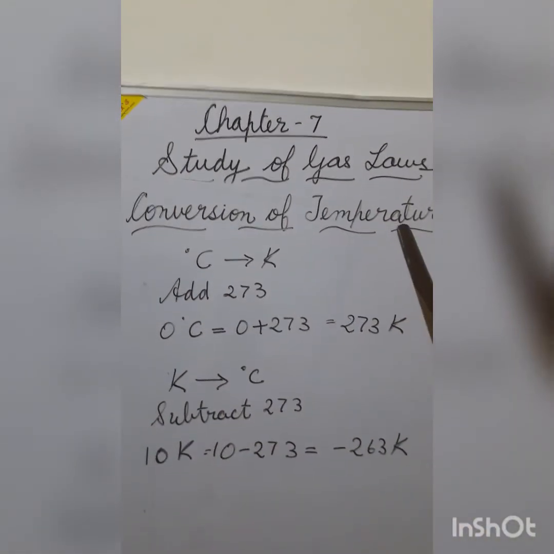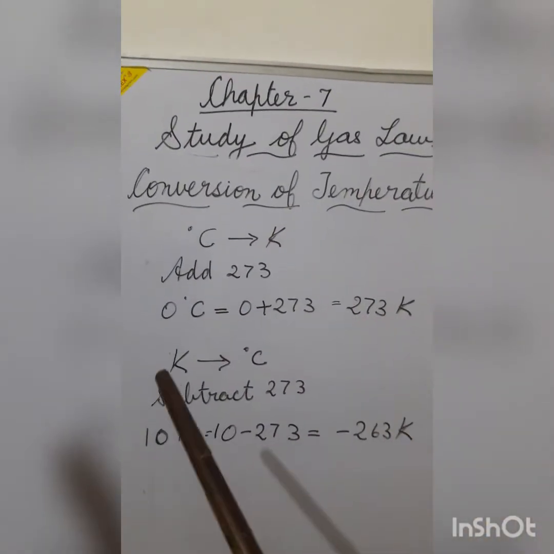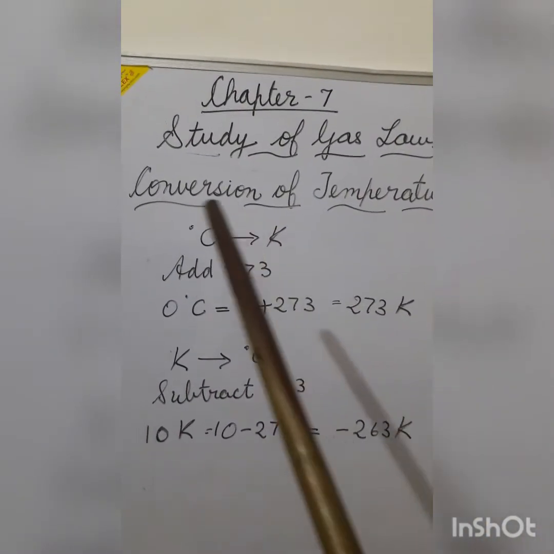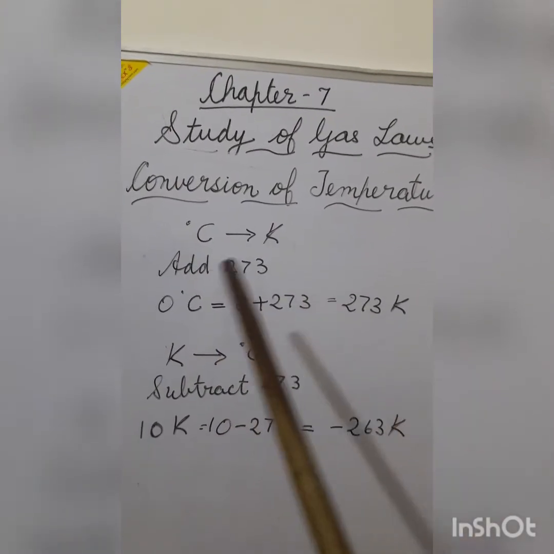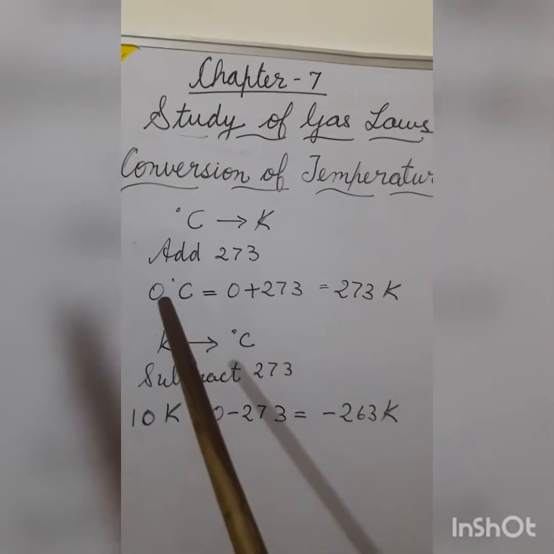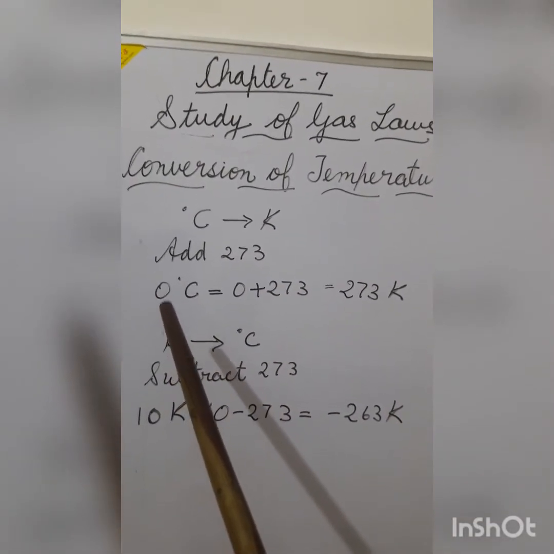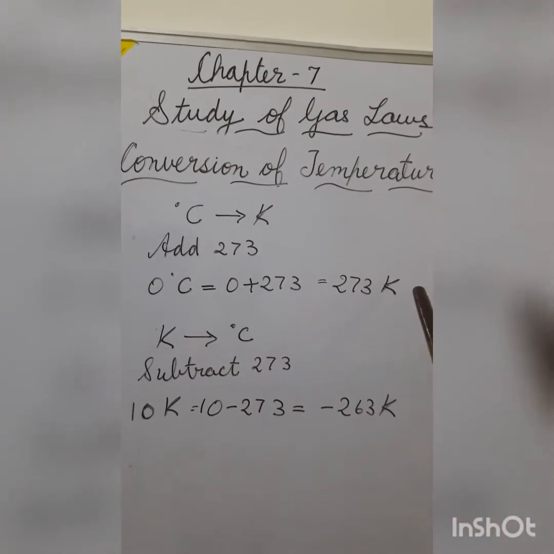Conversion of temperature from degree Celsius to Kelvin or from Kelvin to degree Celsius. If we have to convert from degree Celsius to Kelvin, we have to add 273 to the given number. Suppose the given number is 0 degrees. So 0 plus 273 is equal to 273 Kelvin.